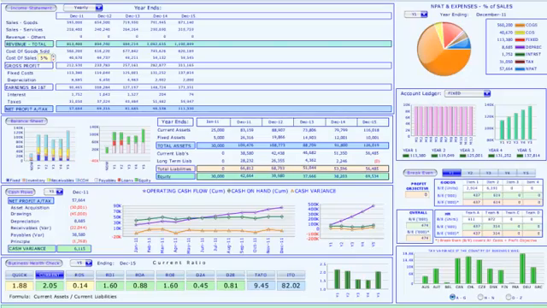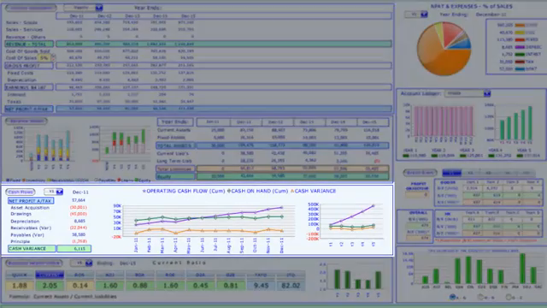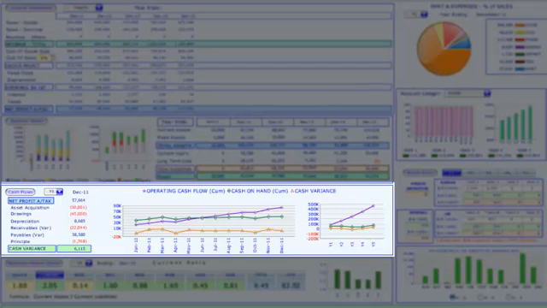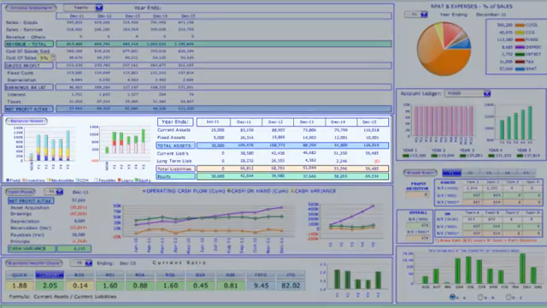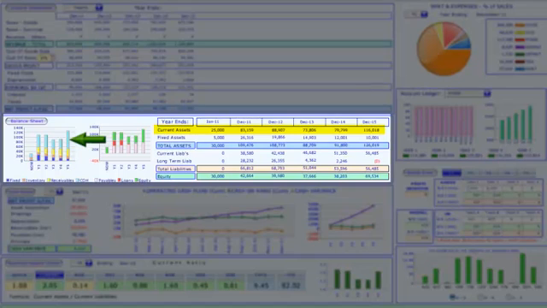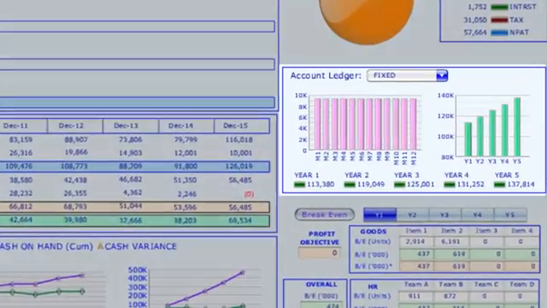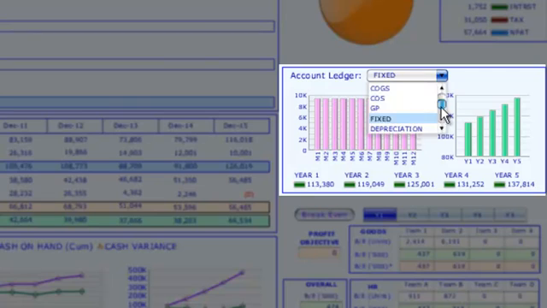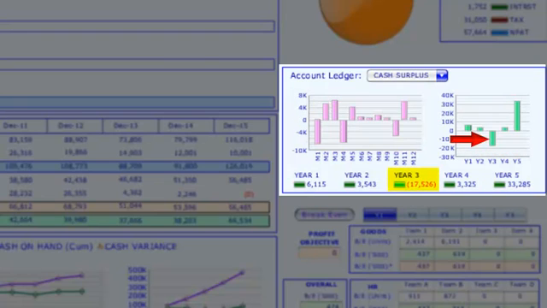As you know by now, the changes will be visible in the cash flow area, impacting both cash on hand and the cash variance, in the balance sheet, cash on hand on the graph and as part of current assets, and equity. The cash variance will also be visible in the account ledger.